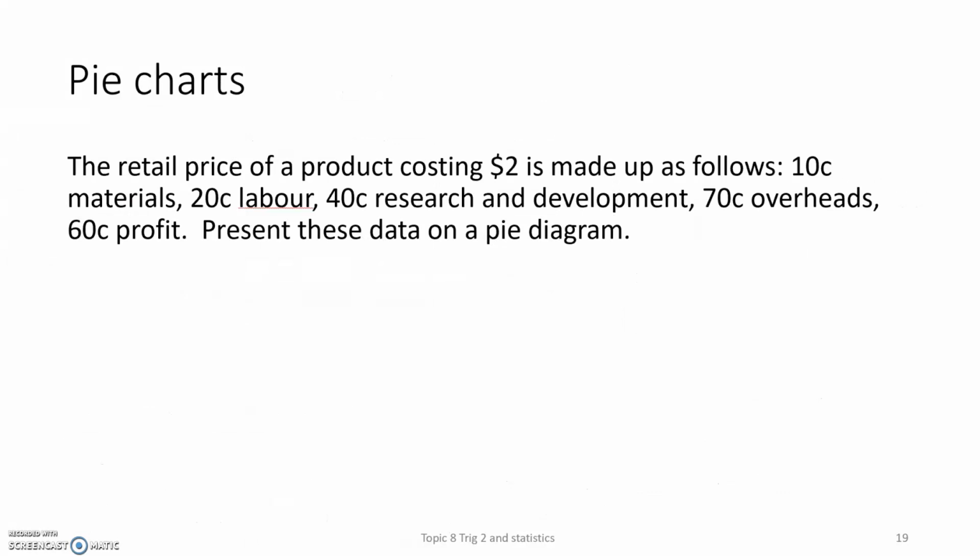I'm sure you all know what a pie chart is. A pie chart is where you just convert the information into angles. So if we've got the information here, the retail price of a product, $2, it's made up of 10 cents materials, 20 cents labour, 40 cents research and development, 70 cents overhead, 60 cents profit. So what we've got is that the $2, or 200 cents, corresponds to 360 degrees.